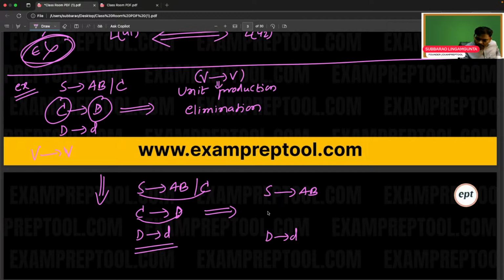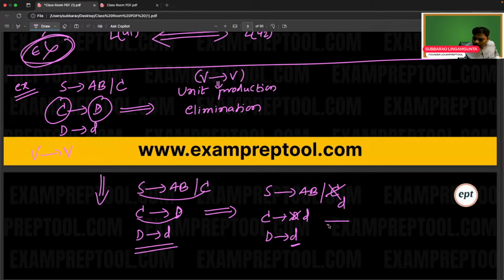Now C goes to D. It is a unit production. Because of the unit production, we have to eliminate it. Instead of a single variable generating a single variable, in the place of D, write the D possibility. The D possibility is small d, which I have written. And one more thing, S goes to A, B or C. It is also a unit production. Instead of writing C, write the C possibility, which is D.